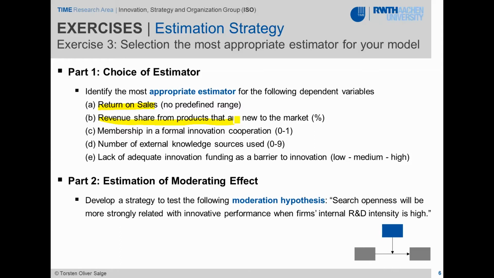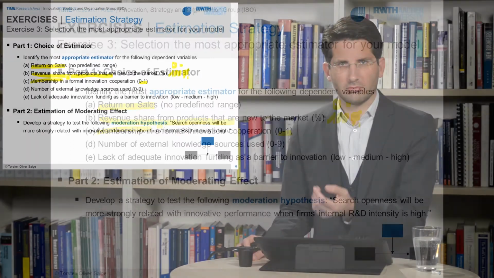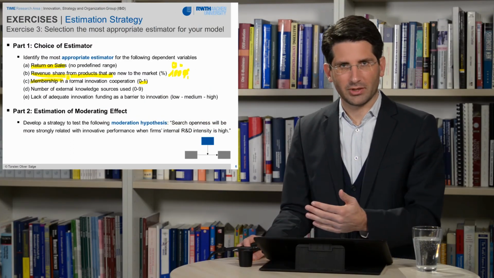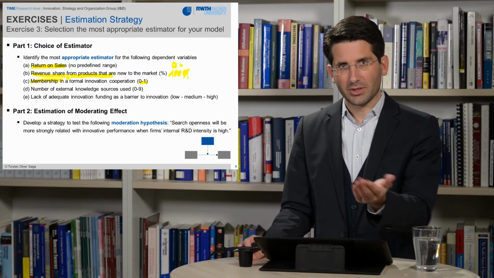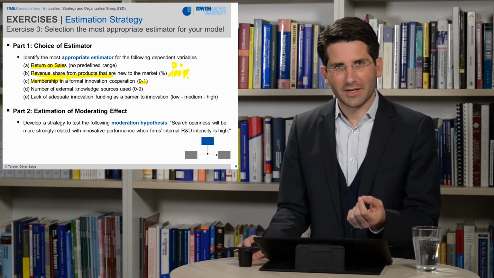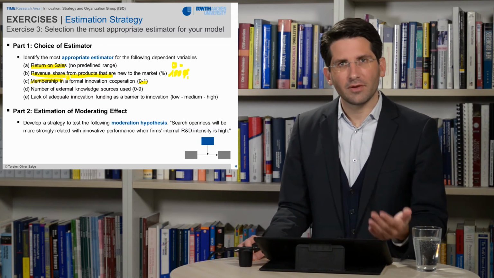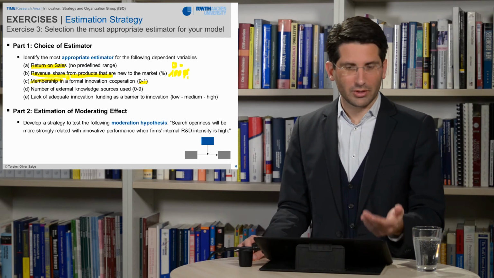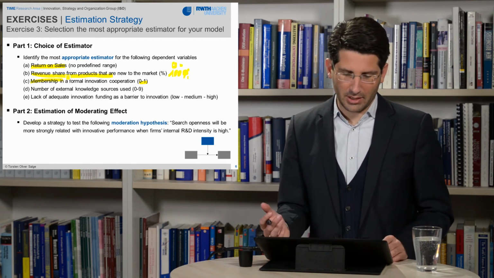The revenue share can be anywhere between 0 and 100%. The third dependent variable is a binary dependent variable. And it simply asks whether the focal organization is a member of an innovation corporation or not. So it's a 0-1 variable you want to explain. And my question to you here is, what type of estimator would you use for a binary variable? What are the options? And which one would you consider to be adequate here?